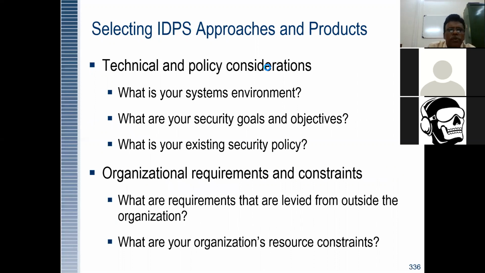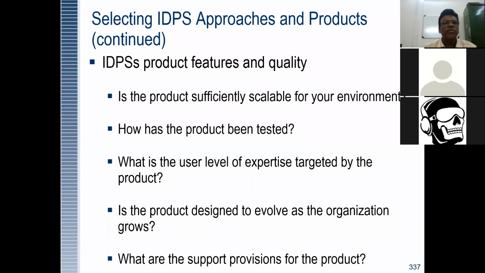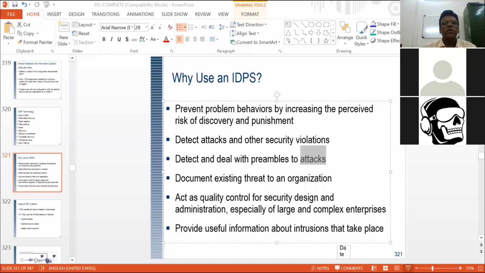Selecting IDPS approaches and the concerned product: make sure of the technical specifications, for understanding technical and policy considerations, and organization requirements and constraints. This is the complete information to go through one by one, and you can study it in the next class. We will also cover product features and quality analysis, and how to thoroughly find out the strengths.